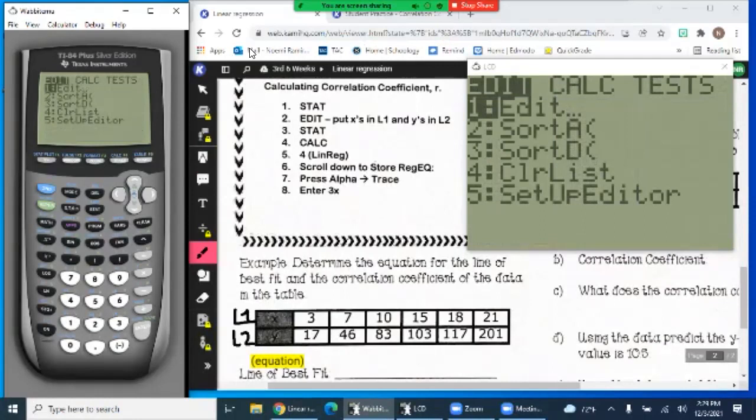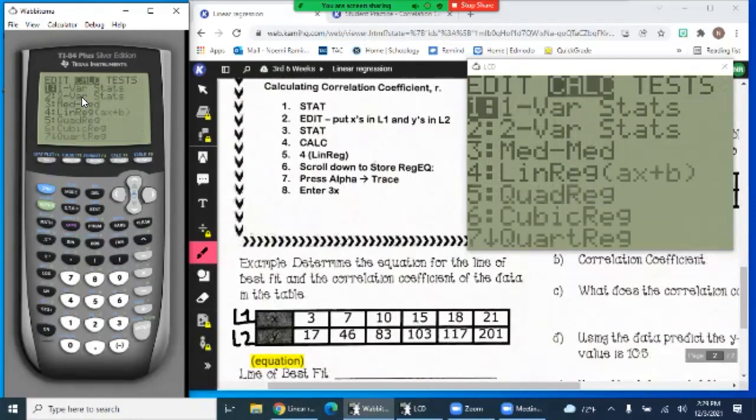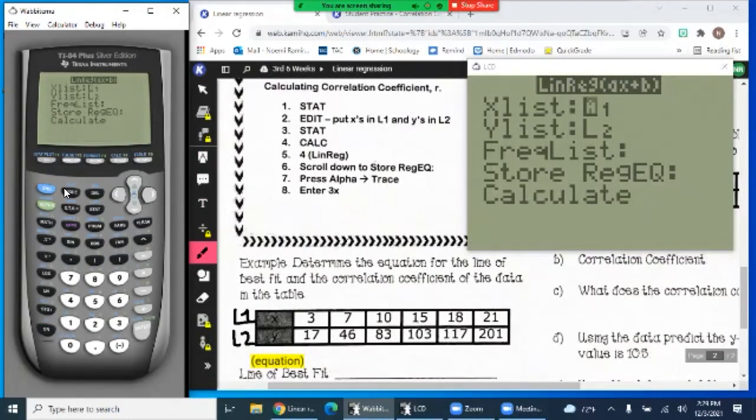After you put your points into L1 and L2, what's step 3? Stat. We've already been in edit, so step 4, move over to calculate. Which option are we going to pick in step 5? Option 4, where it says linear regression. And notice that it has an equation right next to it that looks pretty familiar, but you should be in this screen now. Everybody there?